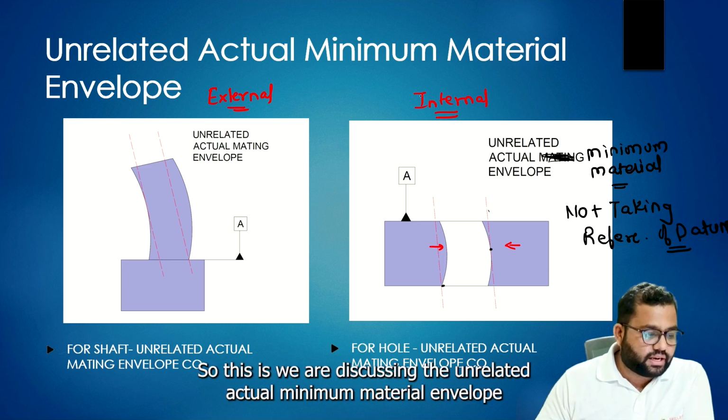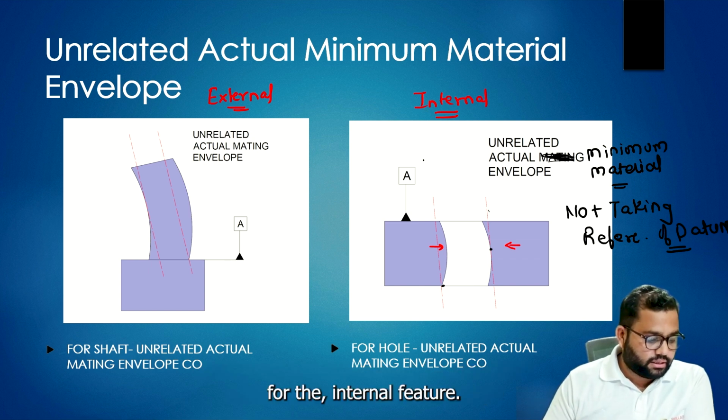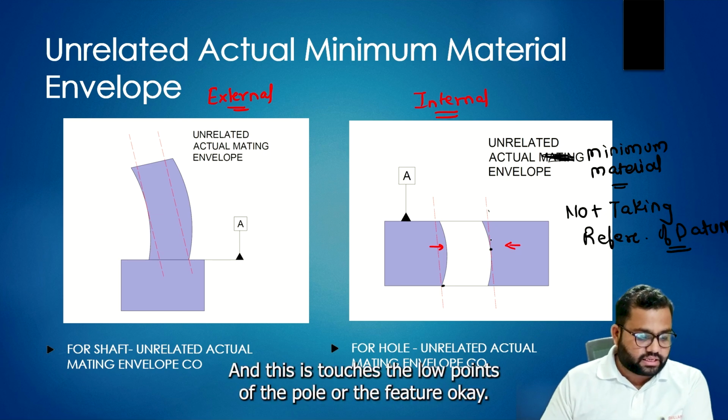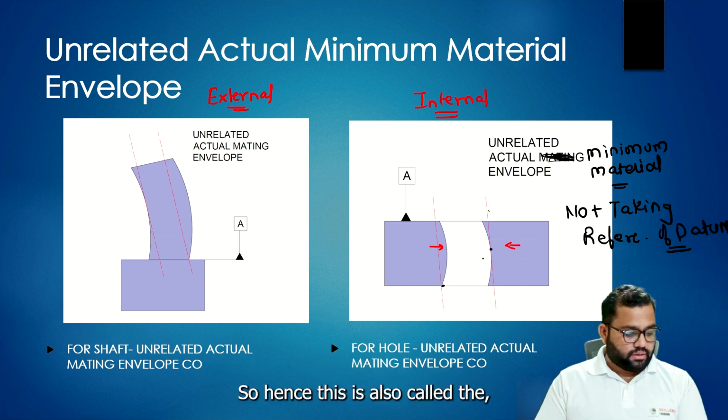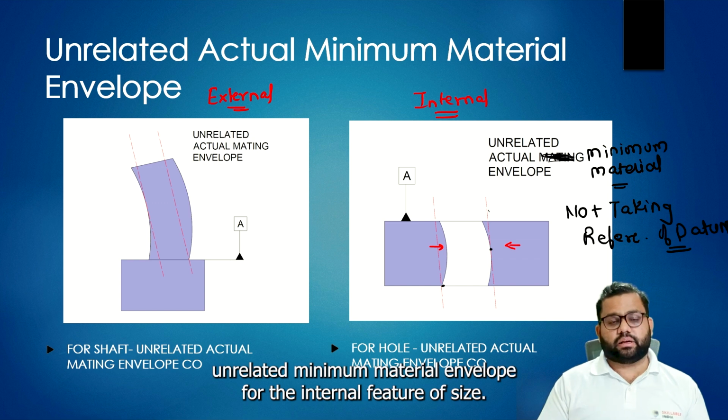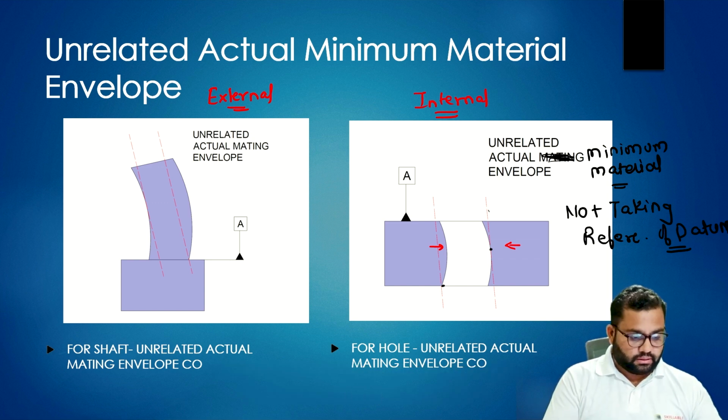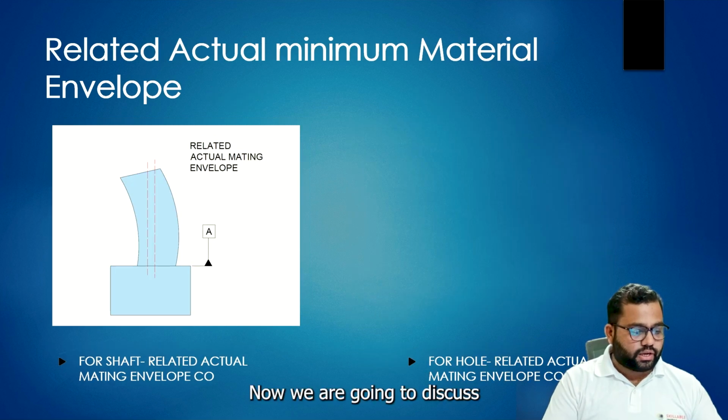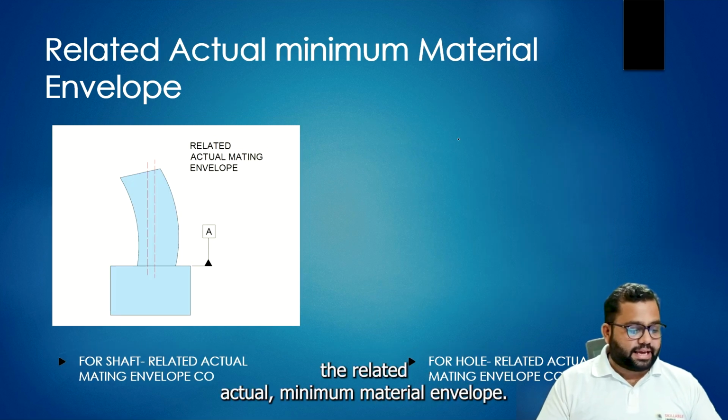Okay, so we are discussing the unrelated actual minimum material envelope for the internal feature. This touches the low points of the hole or the feature. Hence this is also called the unrelated minimum material envelope for the internal feature of size. Now we are going to discuss the related actual minimum material envelope.